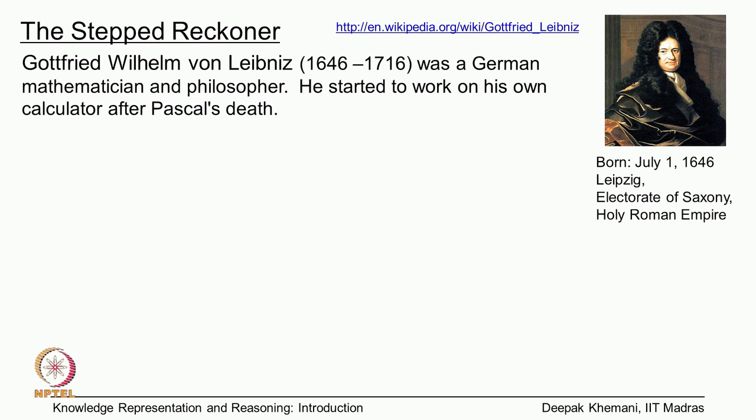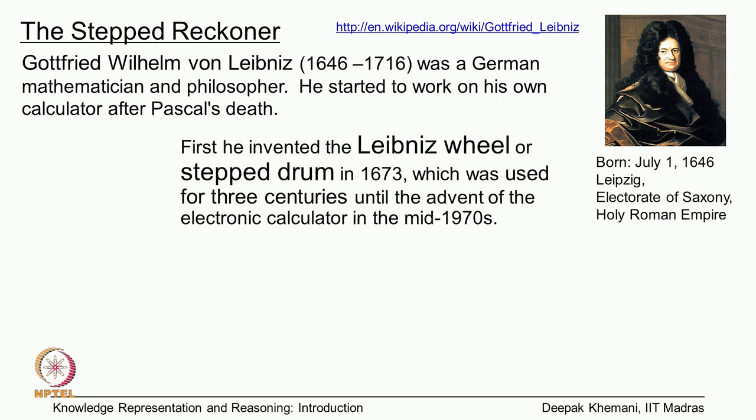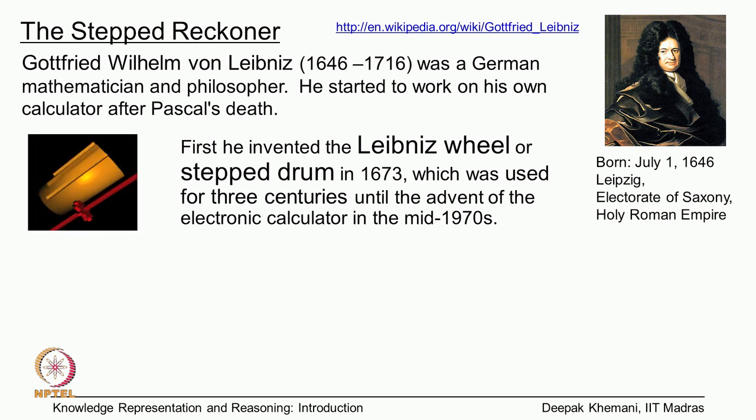Leibniz, you all know, we have heard his name in many areas. He worked on this calculator after Pascal, and he devised what he called a stepped drum, which was used for 3 centuries. We'll see a picture. So you can see that there's a drum which is rotating, and it's rotating a red-colored rod which has got gears fitted on it. And if you think carefully, you'll see that there are projections on the drum which are of different lengths. So depending on where the gear is placed, in one rotation of the drum, the gear will rotate after a certain amount of time, essentially. So, you have some way of measuring a number, essentially. It is some mechanism for representing a number.